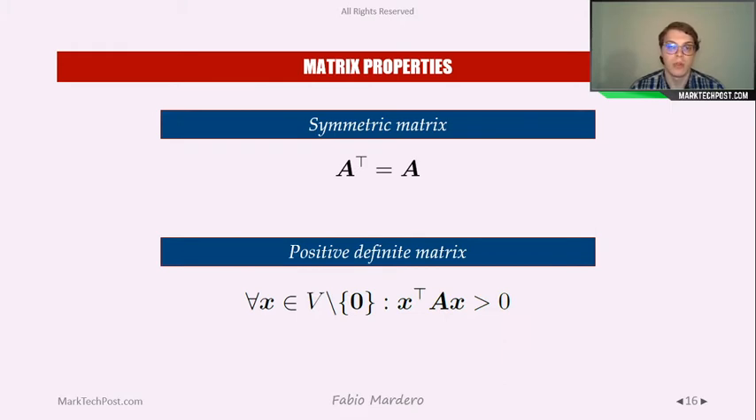We have also defined, in talking about analytic geometry, two other properties. A matrix is said to be symmetric if the original matrix is equal to its transpose. We have then defined that a matrix is positive definite if the inner product between x and x is greater than 0.